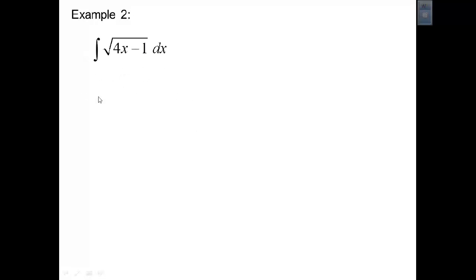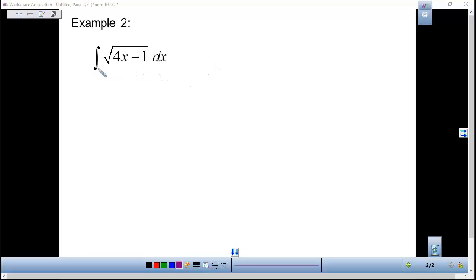All right, so let's work on this one right here. We've got the integral of the square root of 4x minus 1. Typically what you want to do is let u equal the function inside of the function, the inside thing. So for instance here we're going to let u equal 4x minus 1. And when we find du, we take the derivative of that. It's 4 times dx. Now, notice I only have dx here.